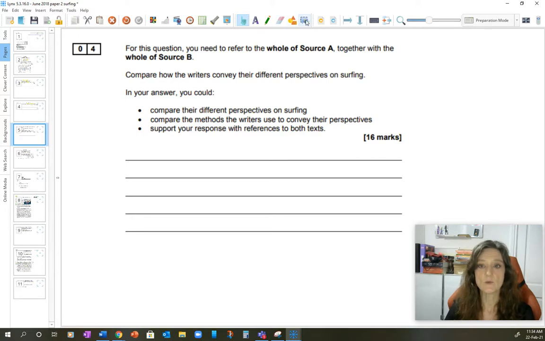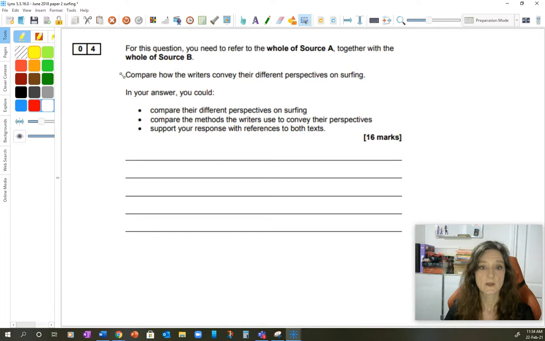Compare, so there's a keyword there, let's get that highlighted. Compare how the writers convey their different perspectives on surfing. So how do they convey their different perspectives on surfing? So those are our key words. You could compare their different perspectives on surfing. Yeah, great, that's what it says in the question. Compare the methods that the writers use and support your response with references to both texts. You need to write about both the texts on this one.